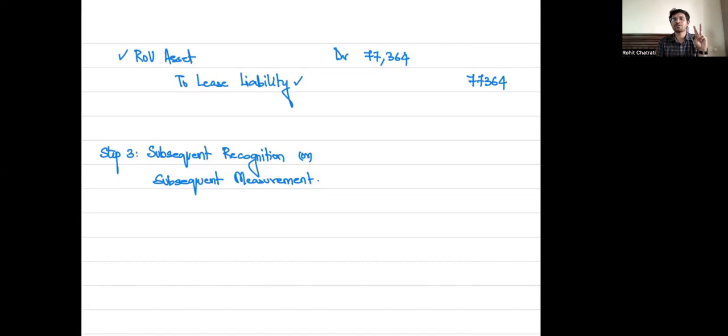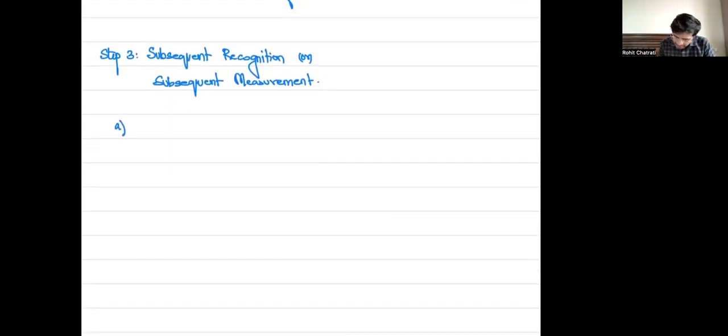There were two items of balance sheet that were recognized on day 1, ROU asset and lease liability. On subsequent measurement, we are going to see how this ROU asset is going to be measured over the lease period of 3 years and how the lease liability is going to be measured over the period of 3 years. That is what we are going to learn under subsequent measurement. So I'm writing down as part A, subsequent measurement of ROU asset.